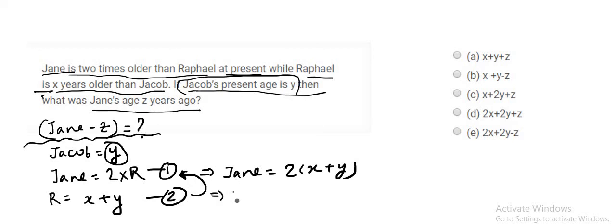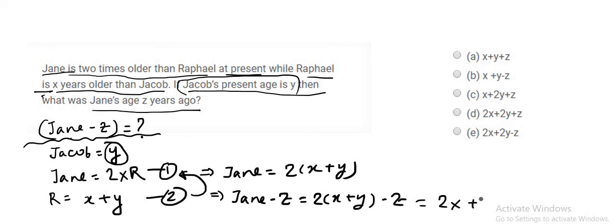But you do recall that ultimately we have to find what was Jane's age Z years ago. So we ultimately need to find Jane minus Z. So we have to simply put the same value on the right hand side. So we can write 2x plus 2y minus z. So z years ago, Jane's age was 2x plus 2y minus z.